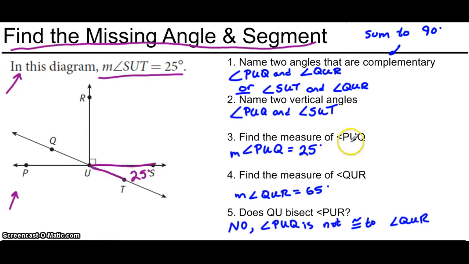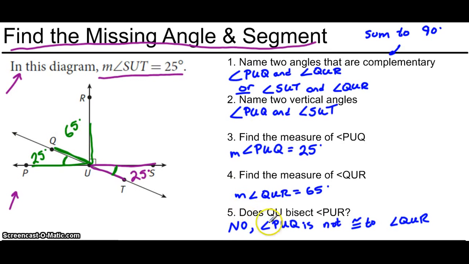For 3, how to find the measure of angle PUQ? Well, I know that SUT is 25 degrees and that it is a vertical angle with PUQ. In the last video we talked about vertical angles are always congruent, so this will also be 25 degrees because they are vertical angles. For 4, the measure of QUR, well, we know that PUQ and QUR are complementary, meaning they add to 90 degrees. If PUQ is already 25, we can subtract 25 from 90 degrees and get 65 remaining degrees. So QUR is 65 degrees.